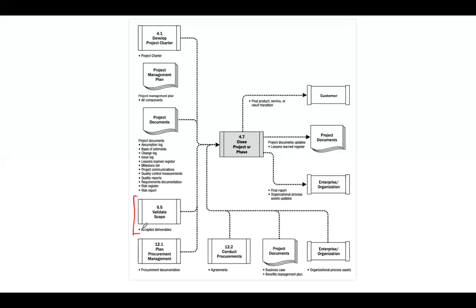So when we validate scope, we have an accepted deliverable, something that the project produces that can be put as input into the Close Project or Phase process. And then procurement documentation, agreements, business case, benefits management plan. The benefits management plan might become critical at this stage, because now we have something out of which we can derive benefits, so we need to understand how this is going to be achieved. And then a standard OPA and the EEFs.